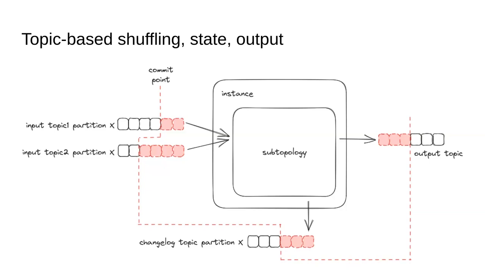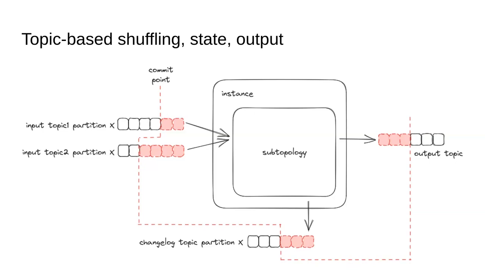Now this subtopology might be at the very beginning of the data flow, in which case its input topics are the sources, or it might be in the middle, in which case its input topics are some other subtopology's output topics. It might have state, in which case it'll have changelog topics, and it might have some output, hopefully, otherwise you're just burning CPU, in which case there's an output topic. And these can all be zero or more.